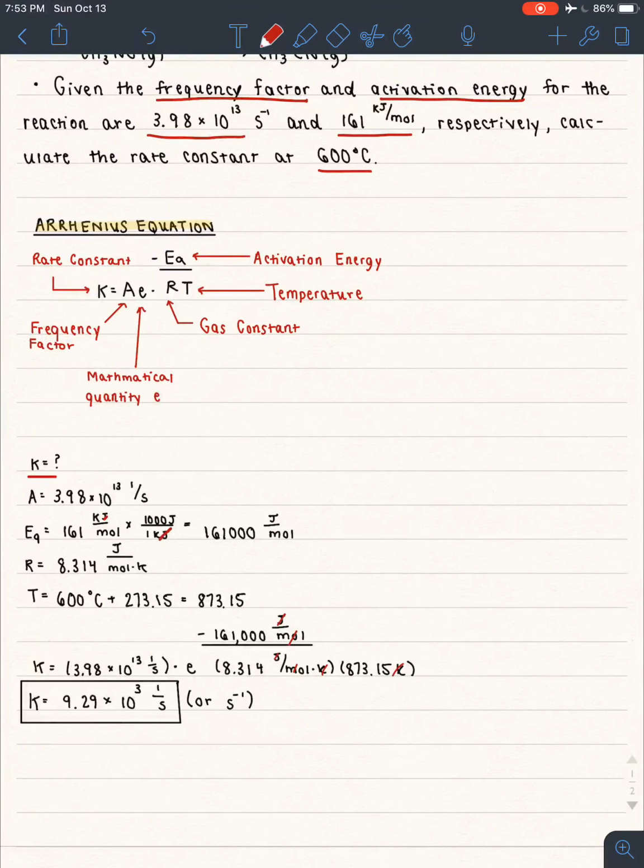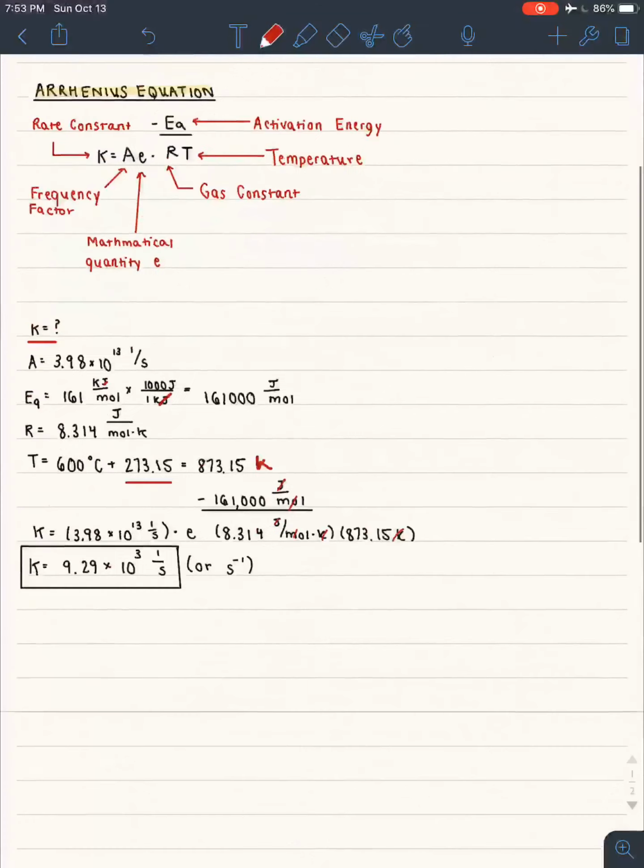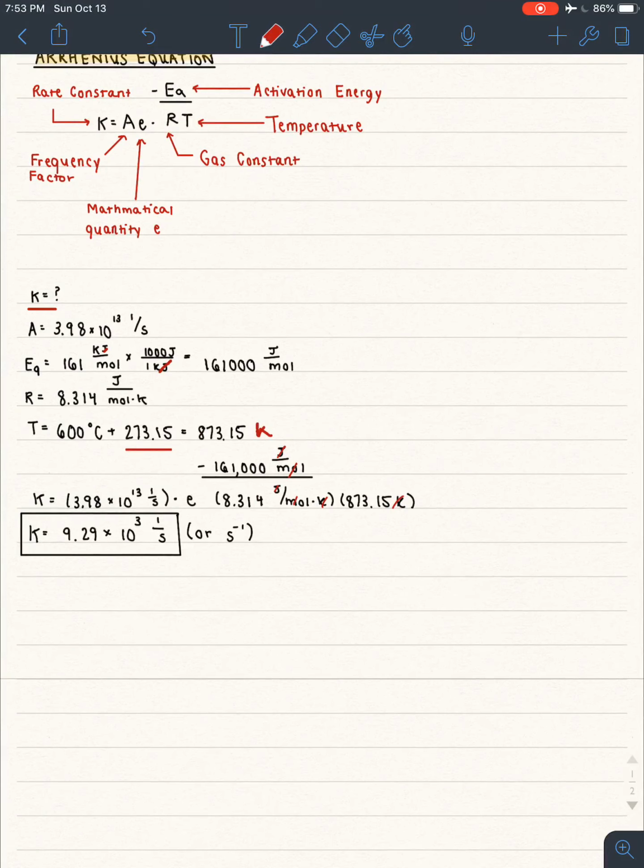Like I said, our gas constant is 8.314 joules per mole times Kelvin. Our temperature, which is given as 600 degrees Celsius, has the same problem as our energy of activation. But again, that's a pretty quick fix. By adding the quantity 273.15, we convert this to the correct unit, 873.15 Kelvin. Now from here on out, we just plug in and see what we get.